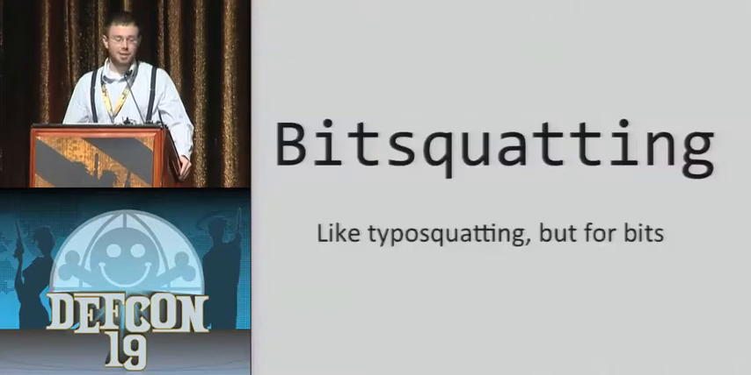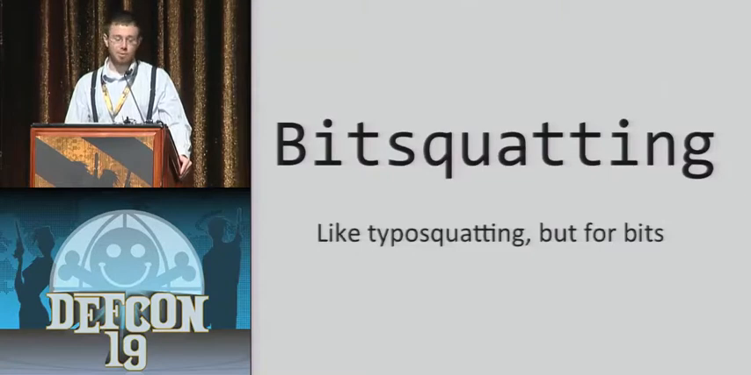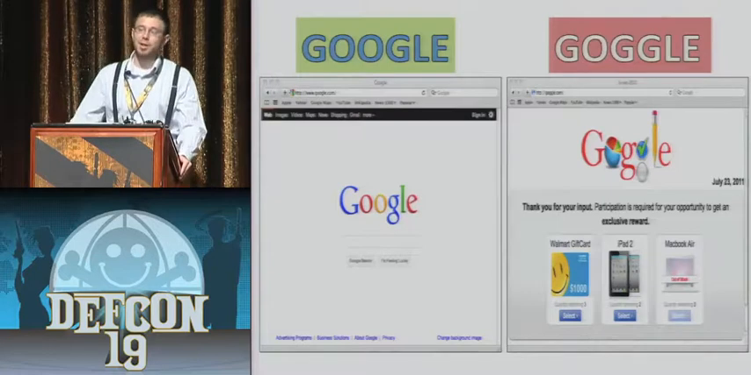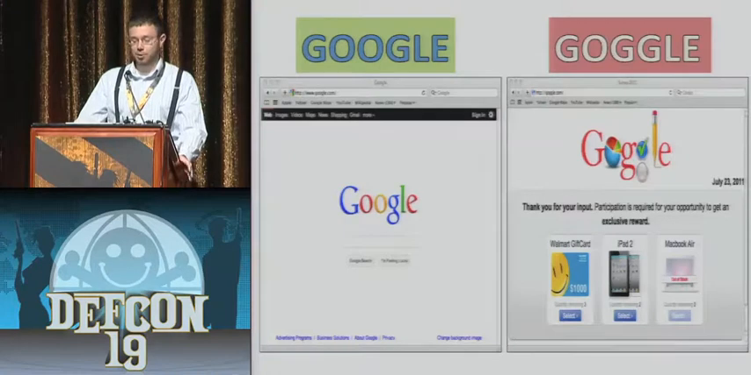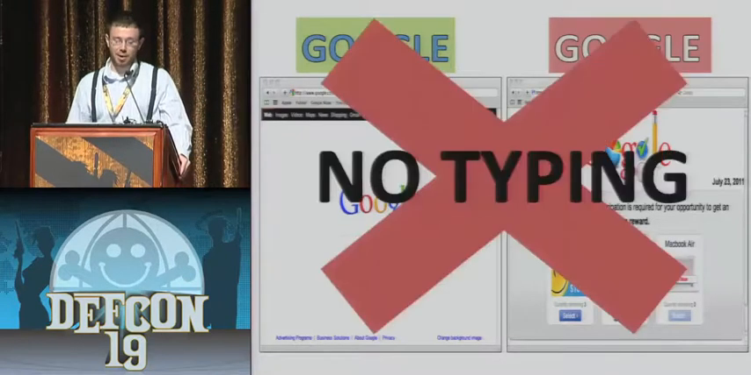Once again, the attack is called bit squatting, and it's called bit squatting because it's like typo-squatting, but for bits. I'm assuming we're all familiar with typo-squatting, but if not, here's a good example. Let's say you want to go to Google, which is a popular search engine, but you type an extra G, and you go to Goggle, where you can win Walmart gift cards, free iPads, but sorry, they're out of MacBook Airs. And this is not what I'm talking about.